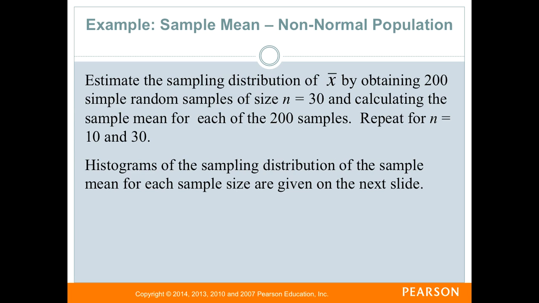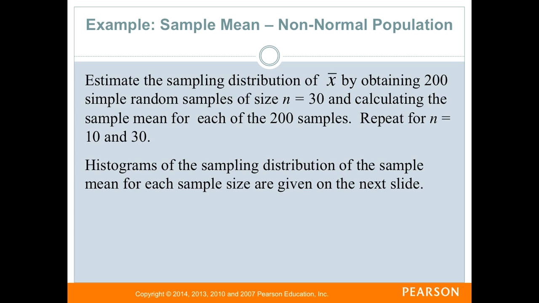So let's estimate the sampling distribution of X bar by obtaining 200 simple random samples of size 30, and then calculating the sample mean for each of the 200 samples. And we're going to repeat that twice, once for n equals 10, once for n equals 30. I think there might be another one too, maybe 5, I don't recall. We'll see them on the next slide though.